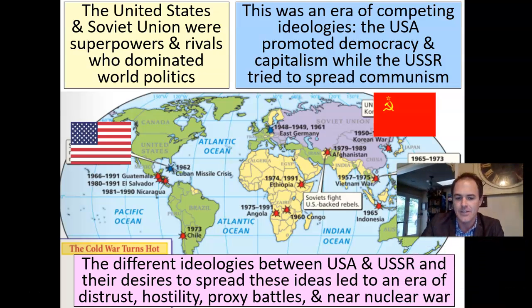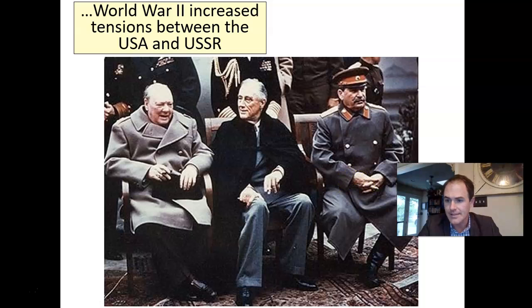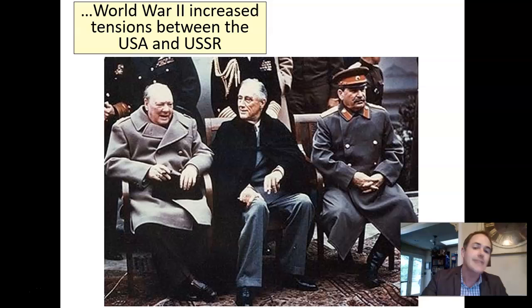That these ideologies led to a desire to spread these ideas and an era of distrust, hostility, proxy battles, meaning battles between your friends and allies, and near nuclear war. That's where we're going. But before we do that, let's go back and talk about World War II and how it increased tensions between the USA and the USSR.